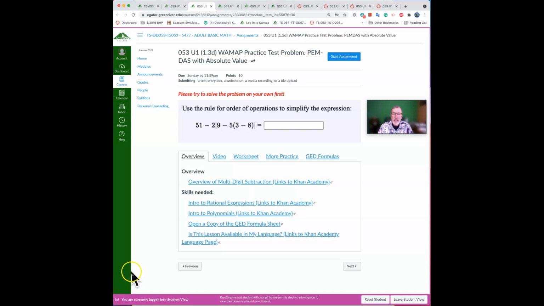Hello, everybody. This time we're going to take a look at a PEMDAS problem. This is order of operations, and it includes absolute value. So absolute value, if you don't know, you should review that first or learn a little bit about it. You can go to Khan Academy and just search for absolute value.